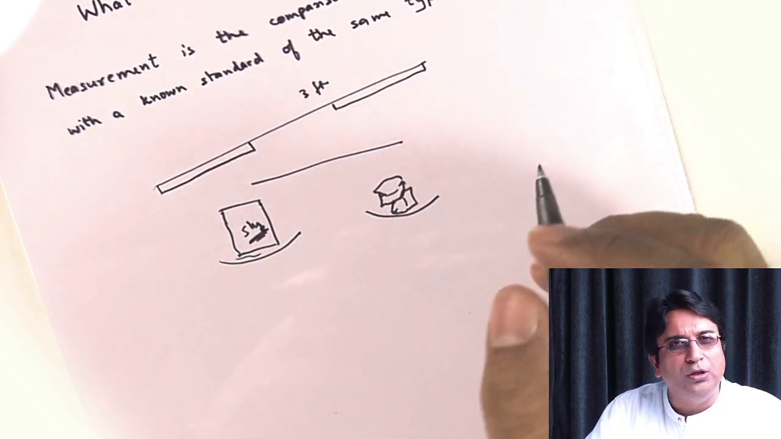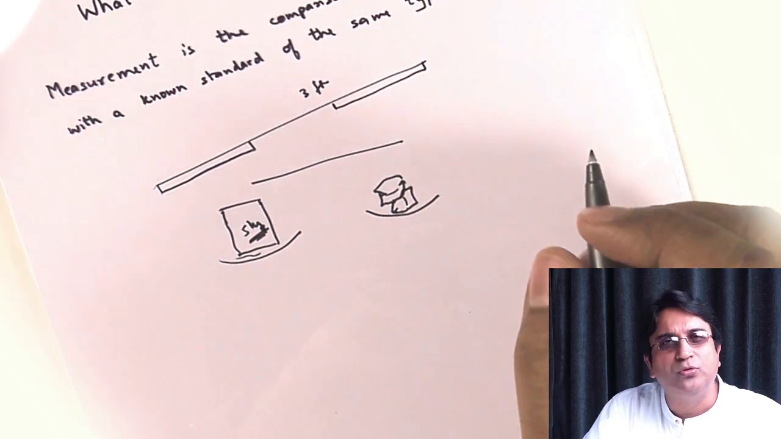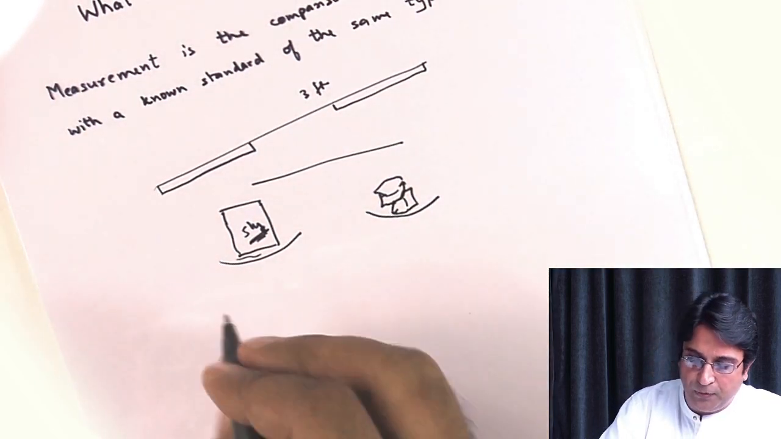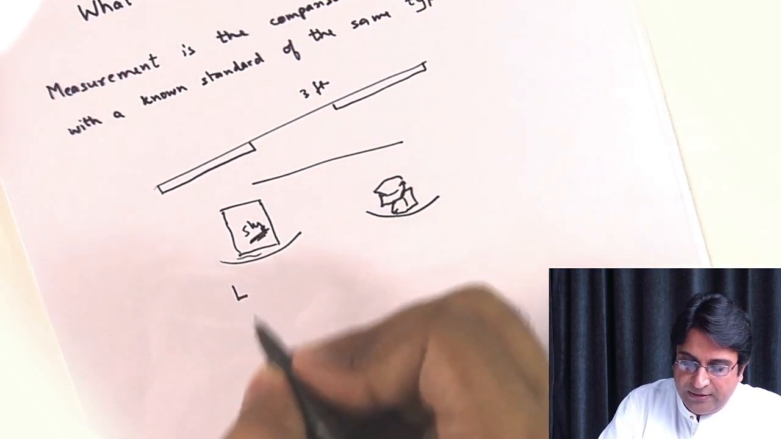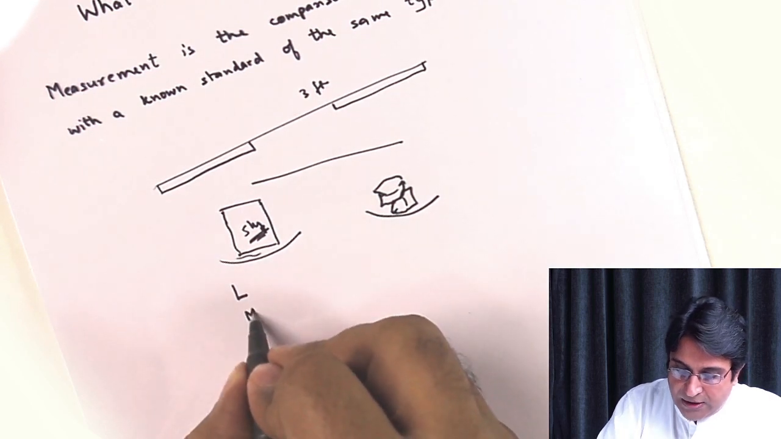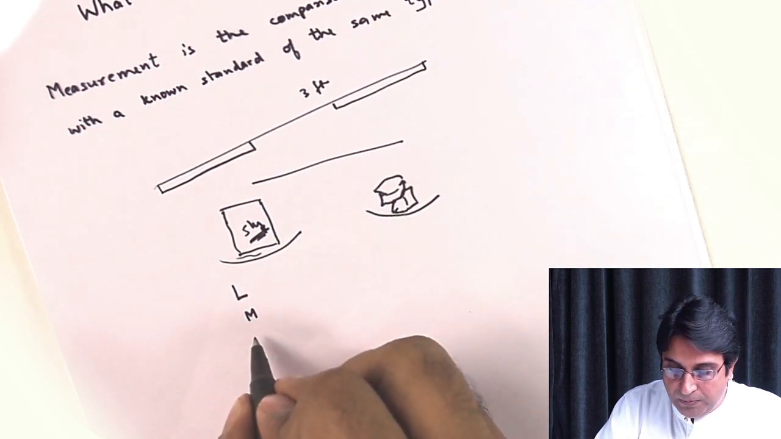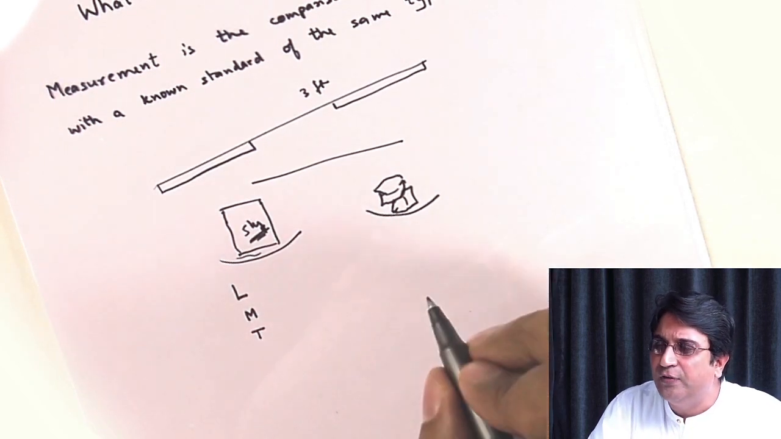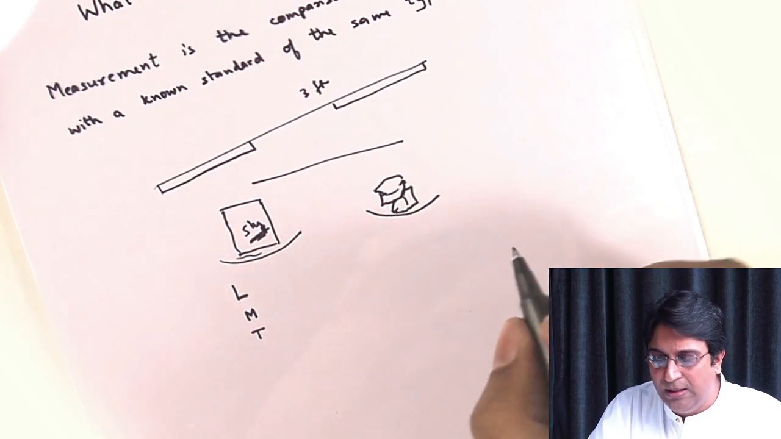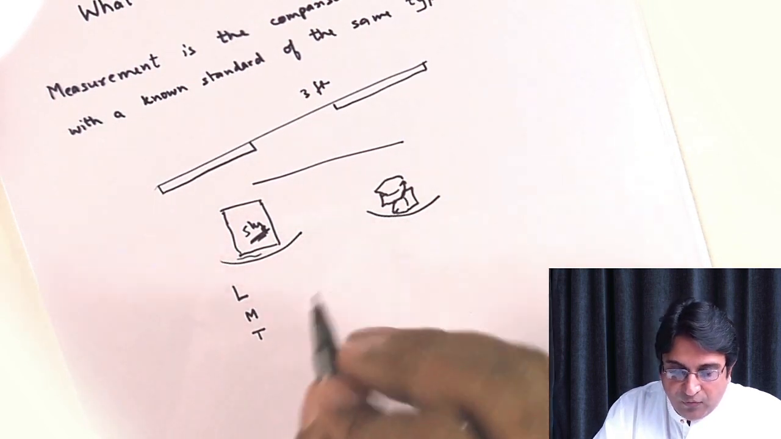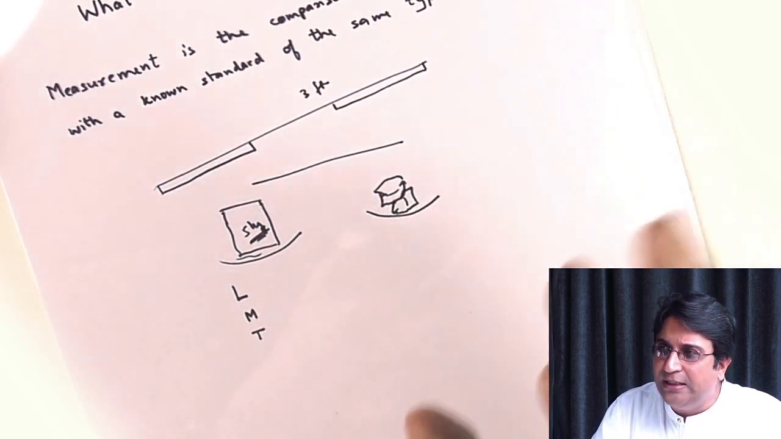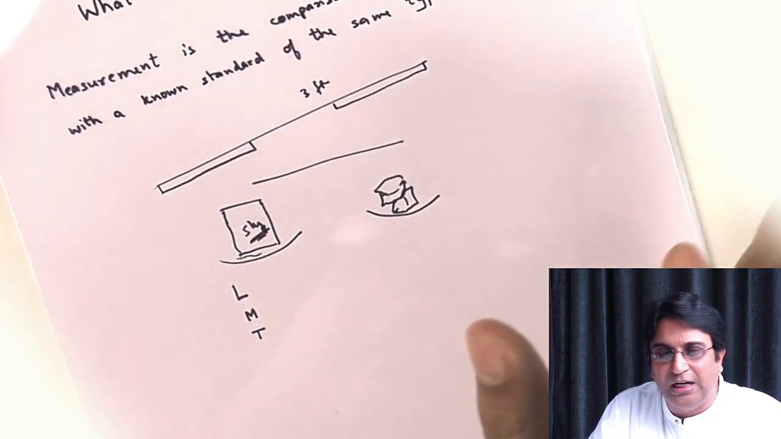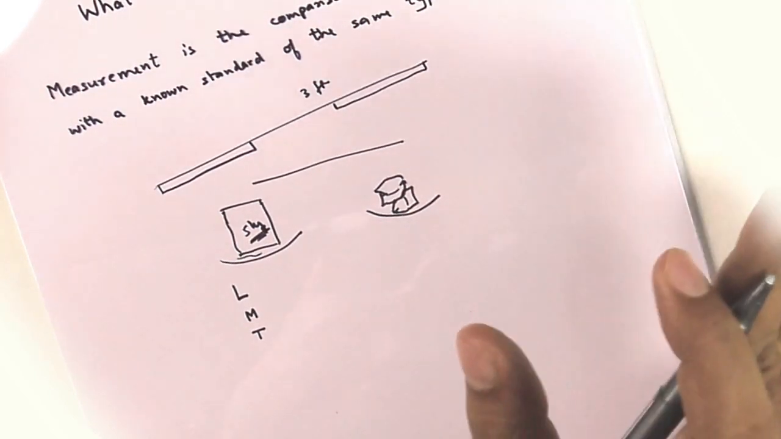So as you go forward, there are so many different quantities to measure. Let me list a few. There could be length that you have to measure. There could be mass that you have to measure. There could be time that you have to measure, right? So there are so many physical quantities which need measurement. But in all cases, first we have a standard, and then we take that quantity and compare it to the standard. So that in essence is measurement.